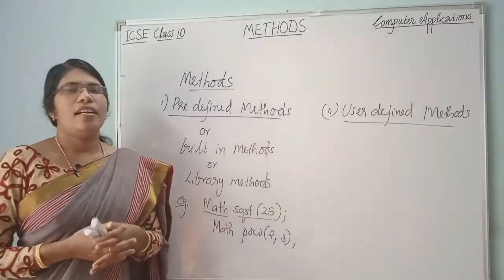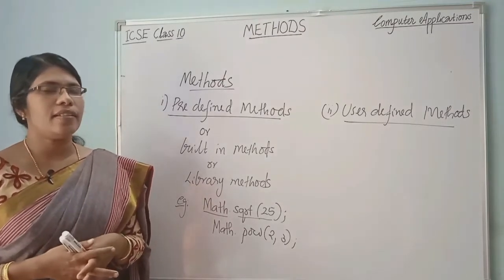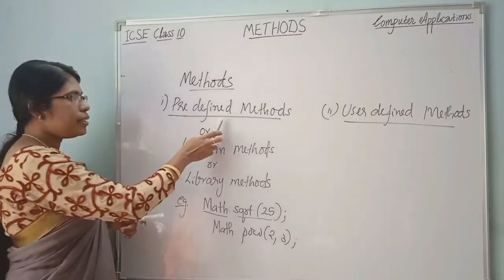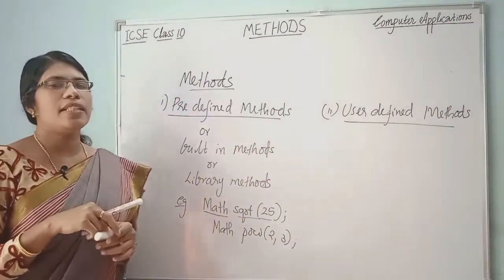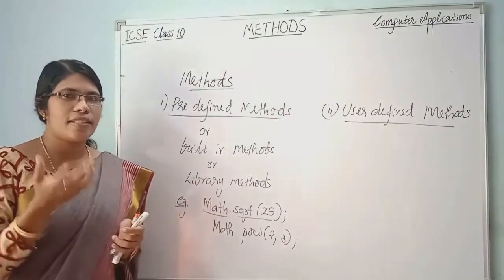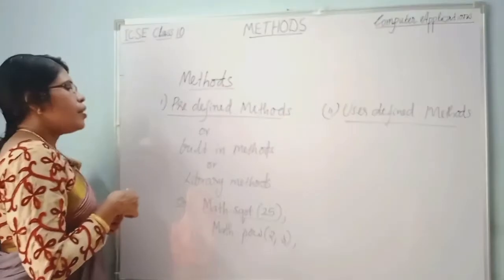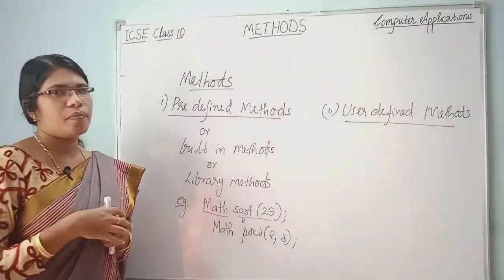Okay. Next one, the types of method. Methods can be divided into two categories. The first one is predefined methods. The second one is user-defined methods. Predefined methods are methods already defined in Java class libraries by the Java system developers. So they are known as built-in methods or library methods.